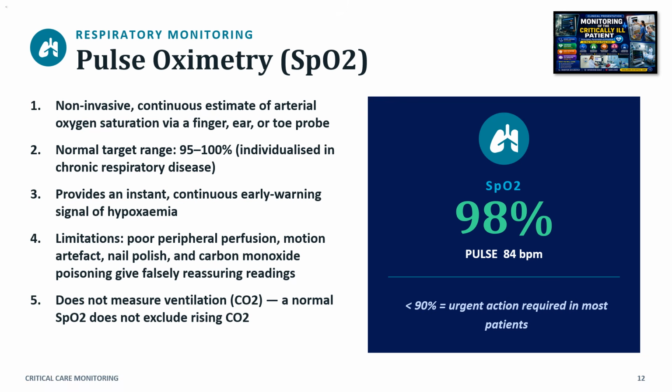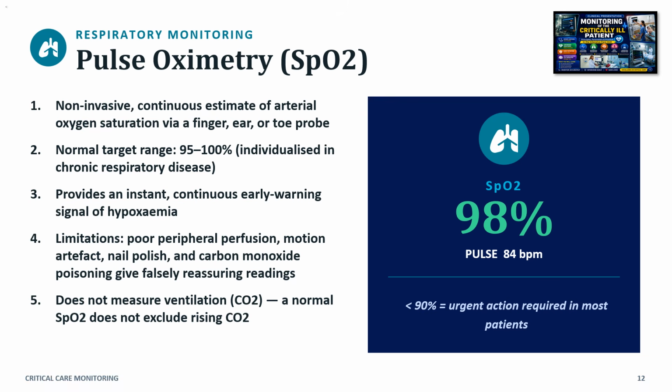3. Provides an instant, continuous early warning signal of hypoxemia. This allows rapid detection of desaturation before clinical signs appear. 4. Limitations. Poor peripheral perfusion, motion artifact, nail polish, and carbon monoxide poisoning give falsely reassuring readings. This is because the sensor relies on good blood flow and light absorption, which can be disrupted.